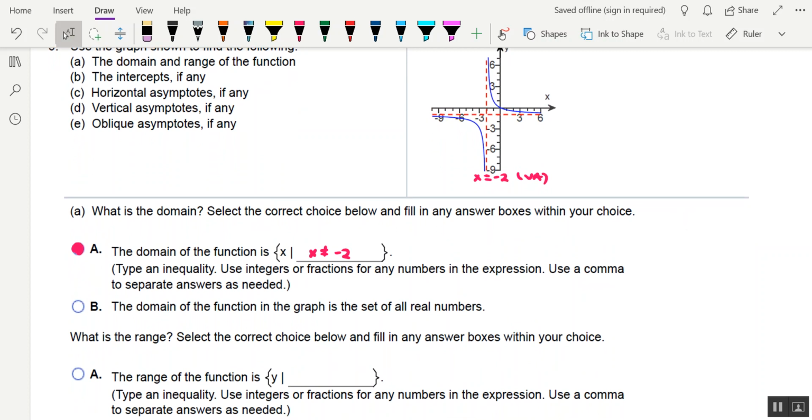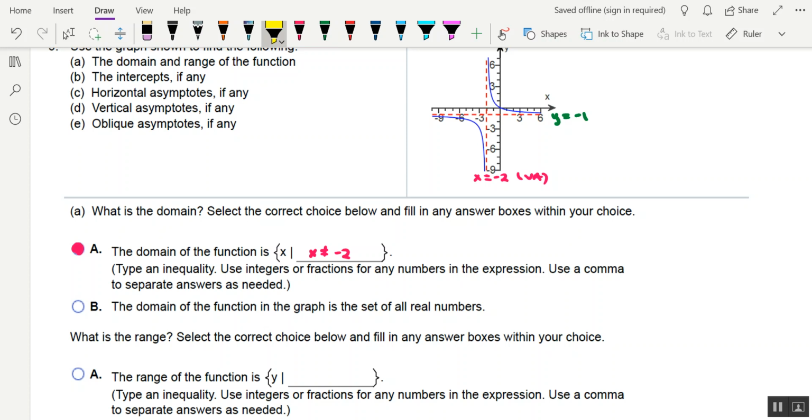Alright, so the range is going to be very similar with regard to how you can use asymptotes. So with the range, you want to take a look at any horizontal asymptotes. There appears to be a horizontal asymptote which crosses the y-axis at y equals -1. And with horizontal asymptotes, they affect what the outsides or the ends of the graph will be doing as x goes to positive infinity or negative infinity.